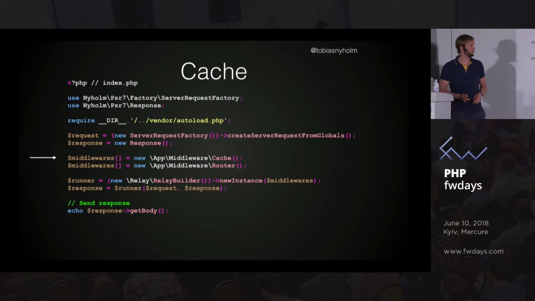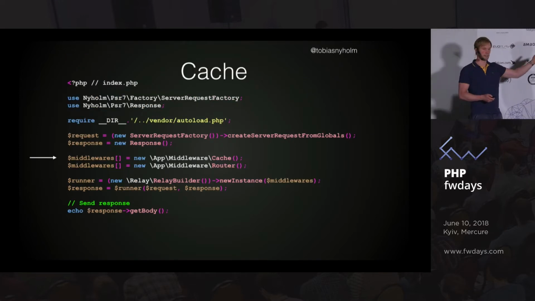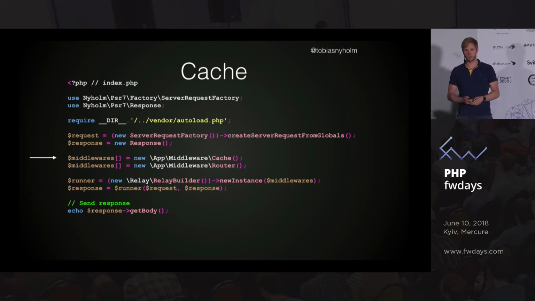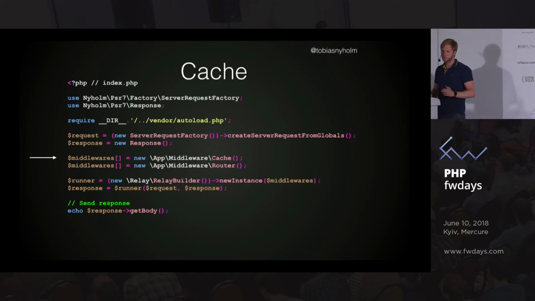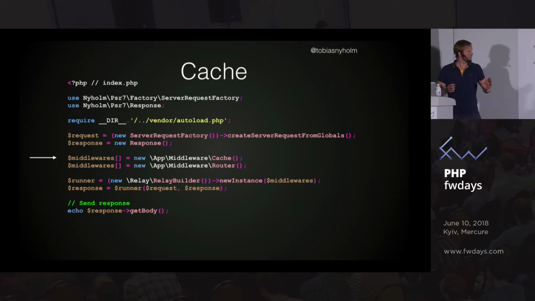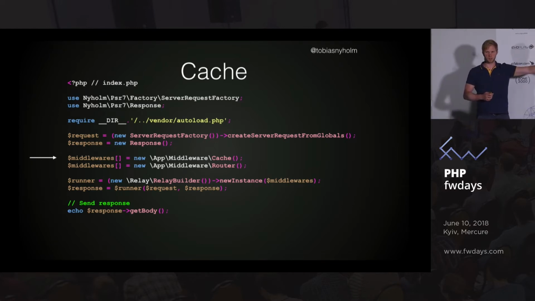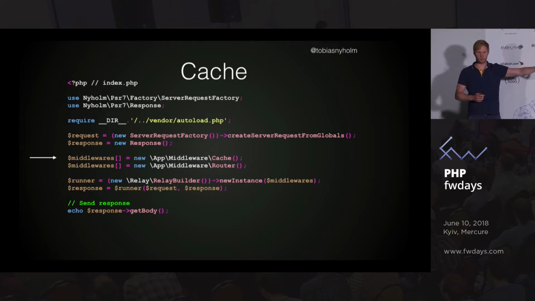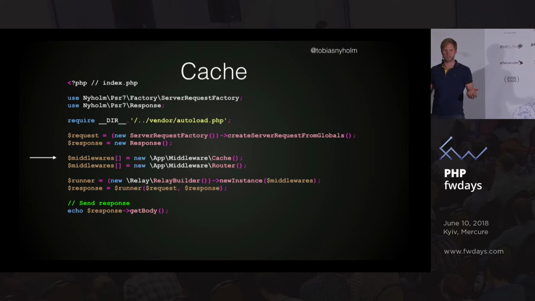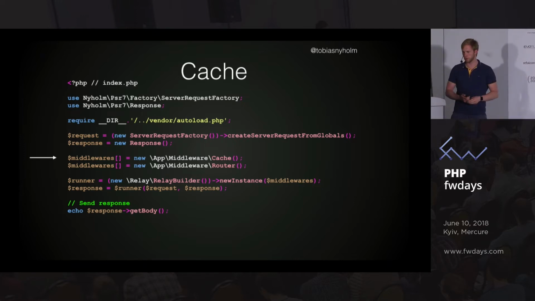And the only thing I added in my index.php file is this line. I just add another middleware. And the cool thing here is the cache doesn't really know about the router, and the router doesn't know about the cache. I can use them independently of each other. They don't care, they don't know of each other's existence. They just run the next middleware.